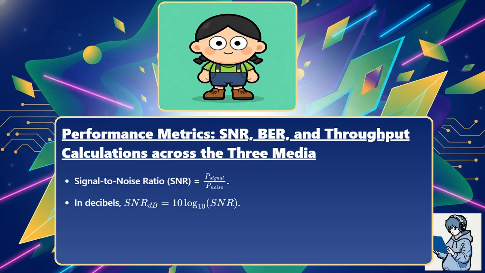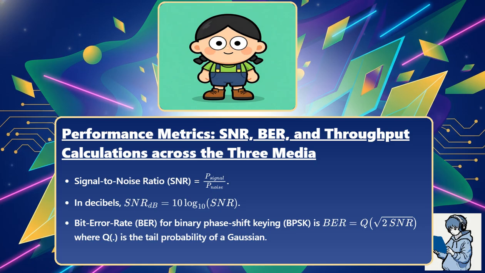Signal-to-noise ratio, abbreviated SNR, equals P signal divided by P noise. In decibels, SNR dB equals 10 times log base 10 of SNR. Bit error rate, abbreviated BER, for binary phase shift keying, abbreviated BPSK, is BER equals Q of the square root of 2 times SNR, where Q of x denotes the tail probability of a Gaussian distribution.